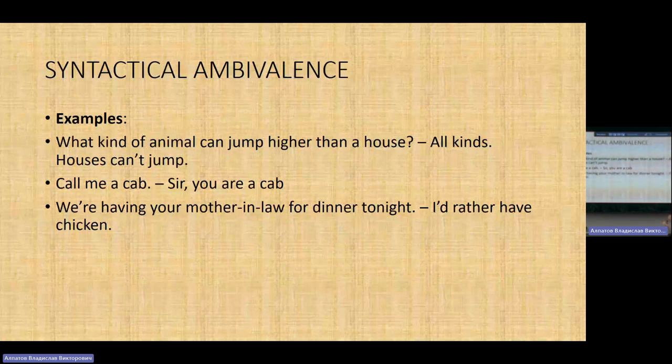What kind of animal can jump higher than a house? All kinds. Houses can't jump, right? Jump higher than a house, so the house jumps, or higher than a house jumps. Call me a cab. Sir, you are a cab. Not call to me a cab, but call me a cab. We're having your mother-in-law for dinner tonight. I'd rather have chicken. Right? To have for dinner means to eat or to greet.